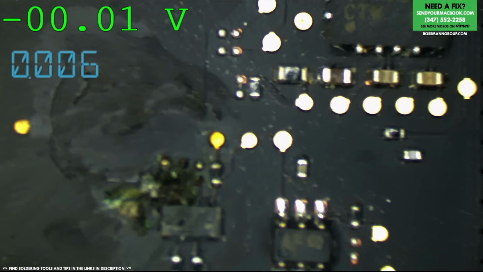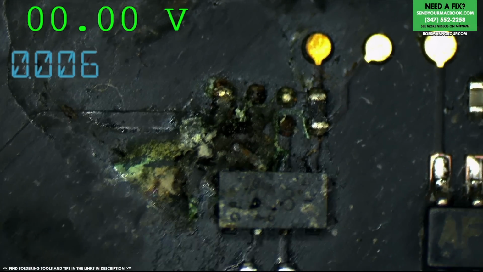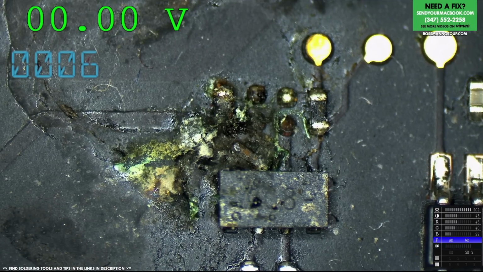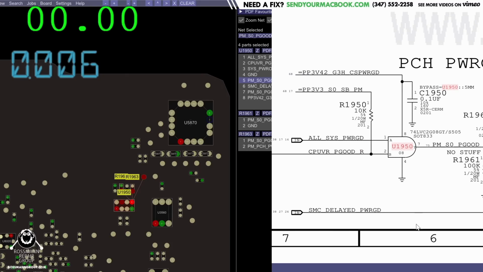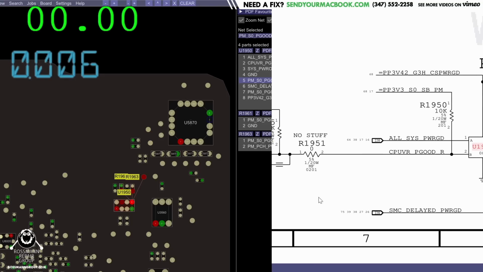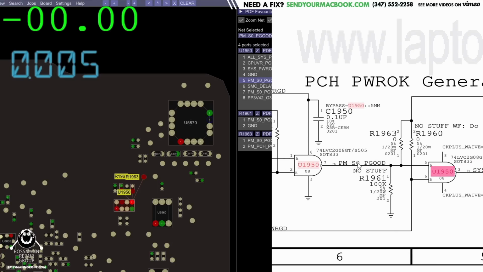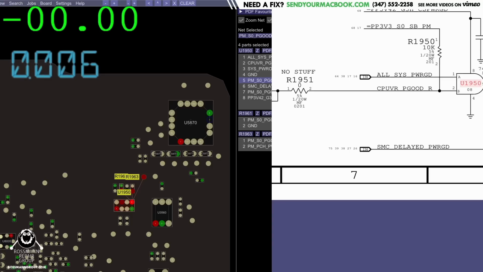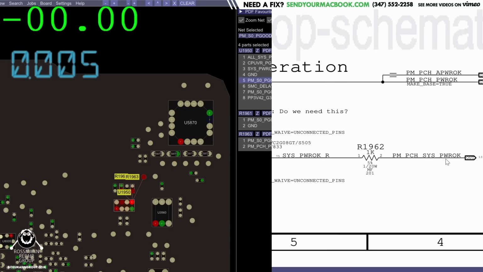What are you doing? Oh, ouch. All right, this is a common corroder on the A1466 models. This is important. So what this does is, if you have all sys power good and PP3V3_S0 present with CPU VR P good, pretty much as long as you have, see this little pull-up signal over here, and all sys power good, it'll create PM_S0_PGOOD. Now, if you have PM_S0_PGOOD, because all sys power good is present, meaning all your S0 rails are there, and SMC delayed power good, which comes from the SMC, you will get something called sys power OK, which turns into PM_PCH_SYS_PWROK.